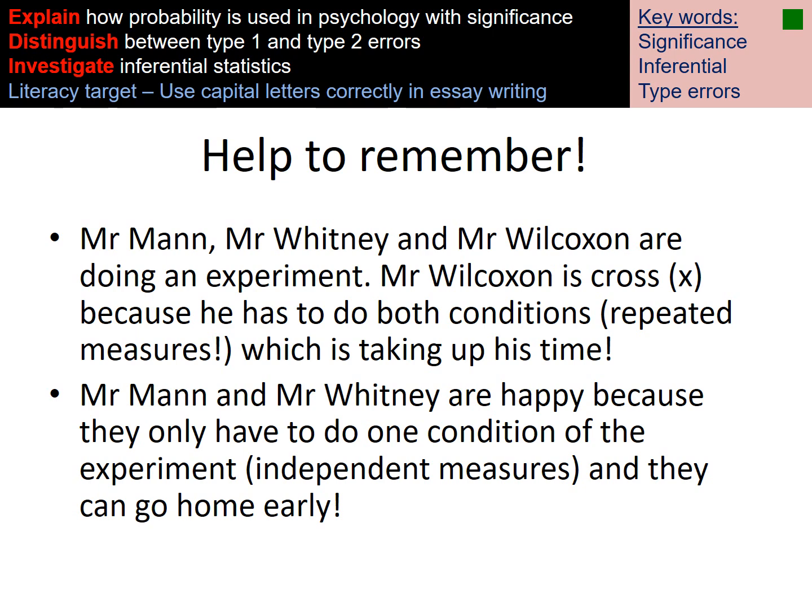Mann, Mr. Whitney, and Mr. Wilcoxon are all doing an experiment. But Mr. Wilcoxon is cross, because obviously he's got a cross in his name. He's cross and angry because he has to do both conditions, which makes him stay there all day. Whereas Mr. Mann and Mr. Whitney are dead happy because they only do one condition, because they're an independent measures design, so they get to go home. So just remember Mr. Wilcoxon has got an X in his cross because he does two conditions because he's repeated measures.